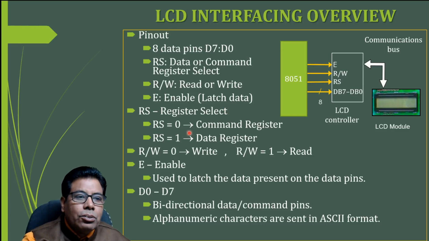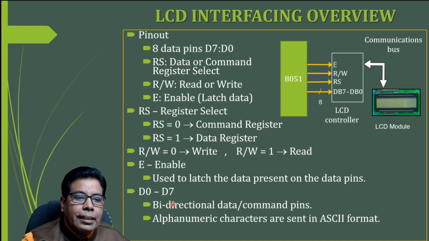So when RS is equal to 0, it is for the command register, and RS equal to 1 is for the data register. Similarly, RW equal to 0 is for the write operation, and RW equal to 1 is for the read operation. And for enabling, we have to make this E pin go from high to low. So the high to low transition will latch the data present on the data lines.